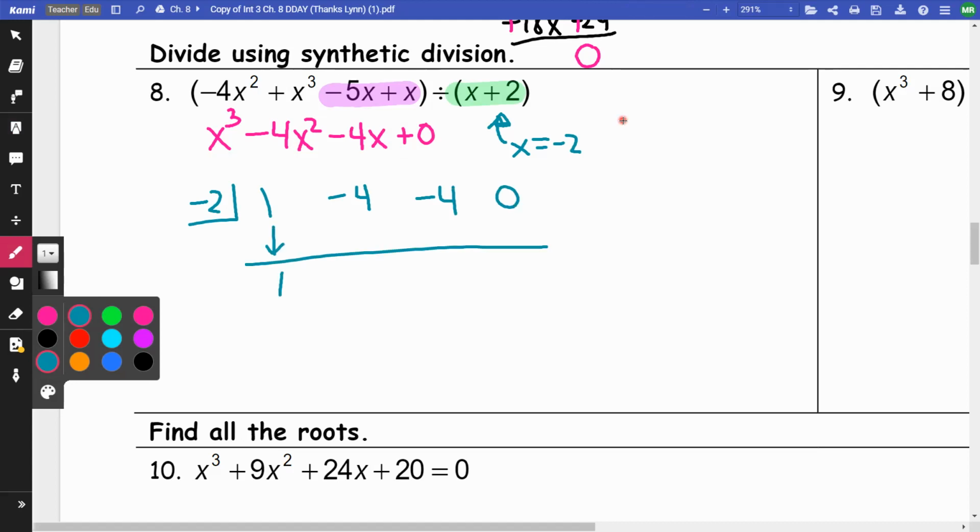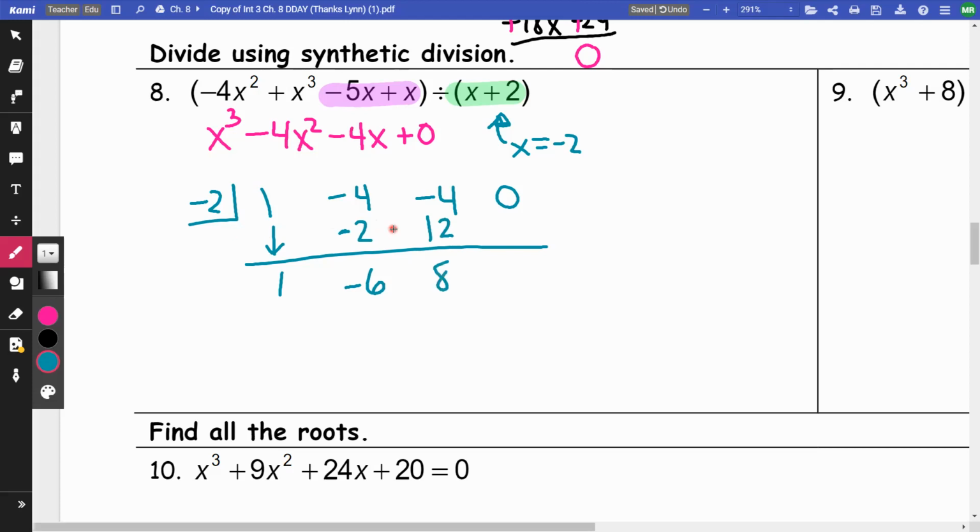Bring this down 1. 1 times negative 2 is negative 2. I add, I get a negative 6. Negative 6 times negative 2 is a 12. I add, I get an 8. 8 times negative 2 is a negative 16. I add, I get a negative 16. Now this right here is going to be our remainder.